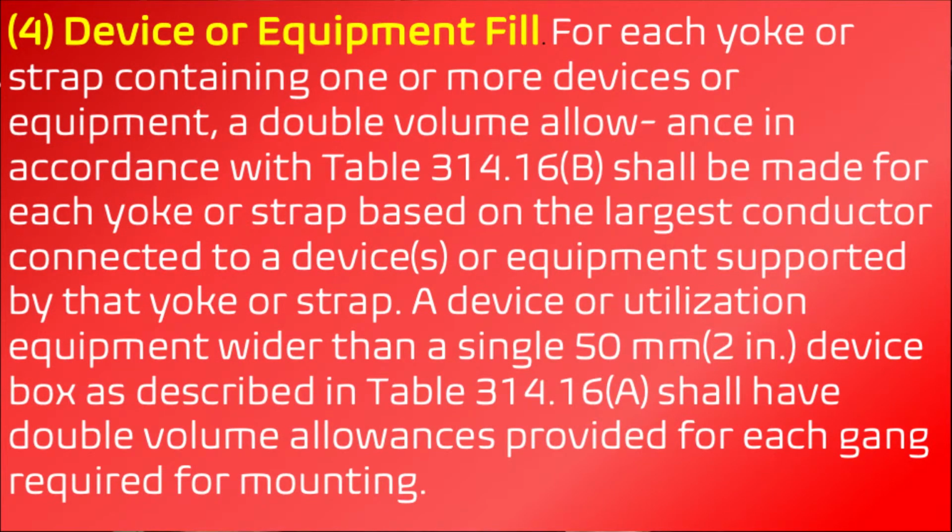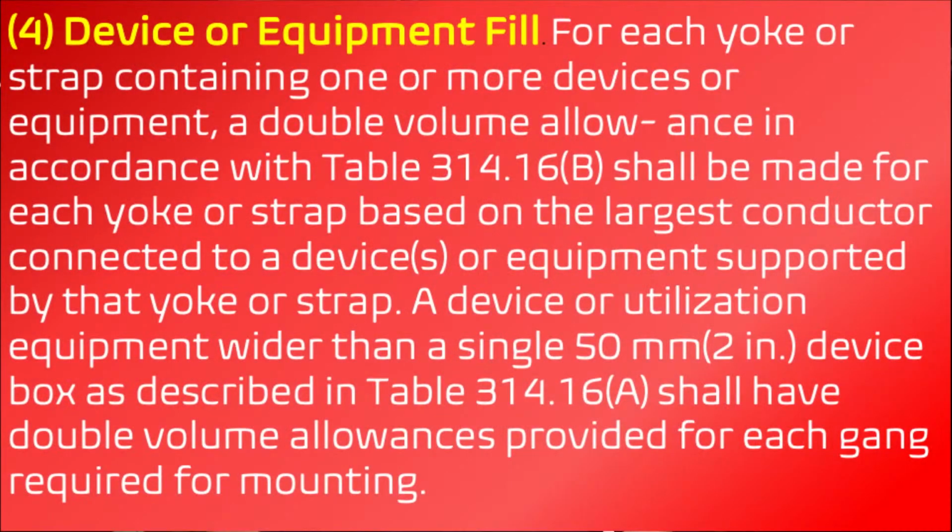All right, now here's one that you really need to understand, and this is your device and equipment fill. So for each yoke or strap containing one or more devices, so like a duplex receptacle, it's called a duplex receptacle because there are 2 receptacles on it, but it's on one yoke. And because it's on one yoke, then you only have to count that device once. All right? So we'll get into something a little bit different here in just a second.